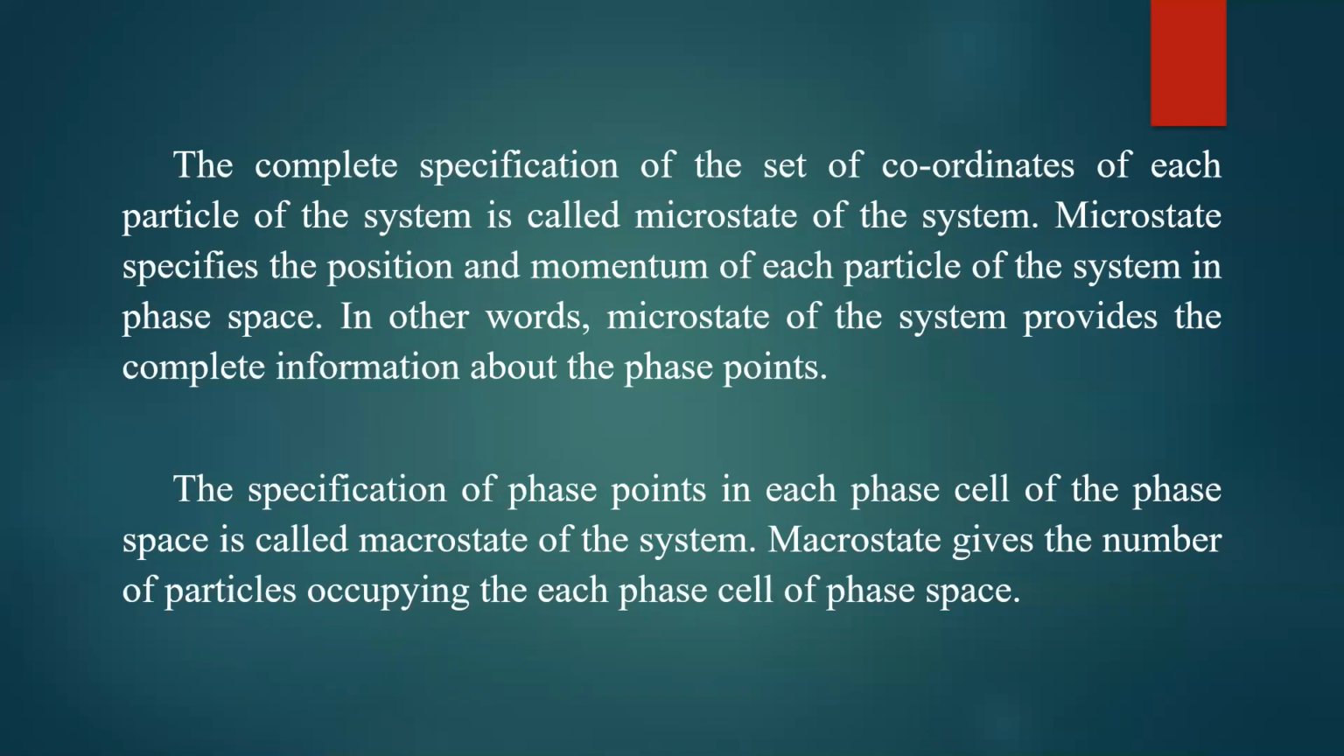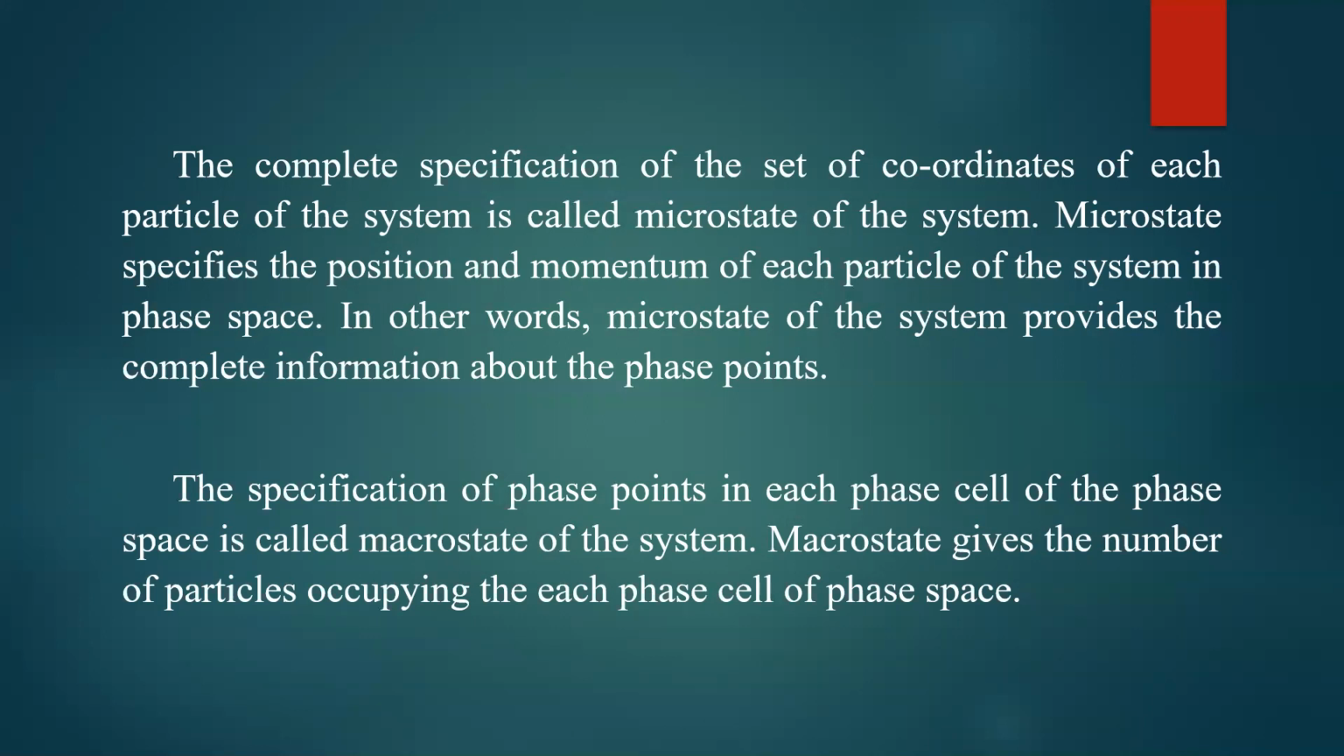So the macro state of the system, you specify. Inside the box, there are 9 balls remaining. That is the macro state. A rough estimation: a box with 9 balls remaining is another macro state. Suppose I have picked the ball number 1.